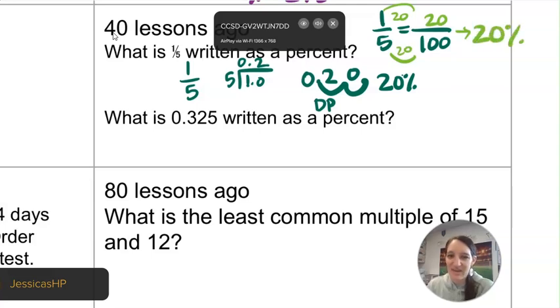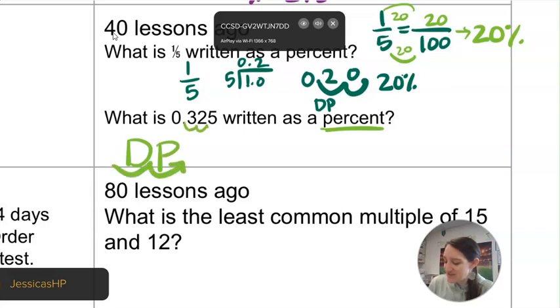Okay. What is 0.325 written as a percent? So we're at the decimal. We want to get it to a percent. Dr. Pepper, we're going to move the decimal that direction. So we get 32.5%.